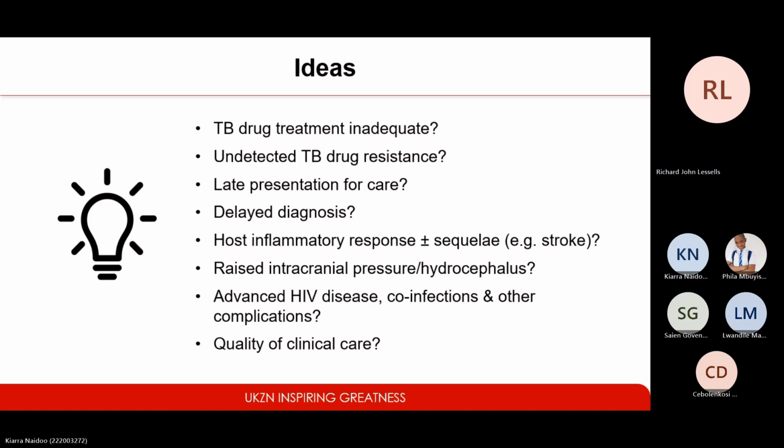But here's what I put just as some ideas. So a little bit of what we had: is it the drug treatment that's the problem? Either the drugs are incorrect or the dosage. A big consideration for us here again is, is it that we're not detecting drug resistance? Many of my patients may be dying because they have drug-resistant TB, but I'm not able to detect it, and so I'm treating them with drugs that are not going to be effective.